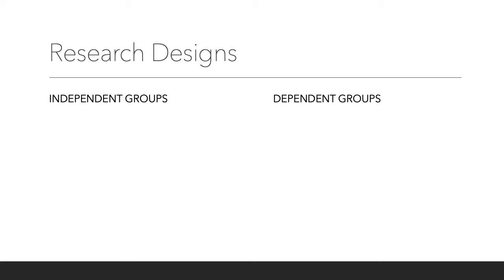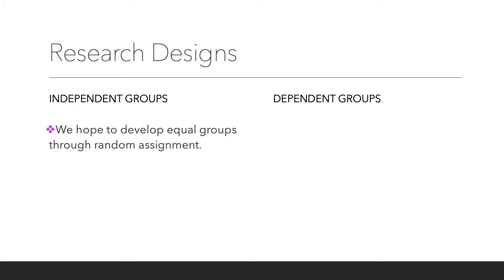But one of the common ways we talk about them is making a distinction between the types of groups we are studying. Up to this point, we've been studying independent groups. The idea is that we develop equal groups through random assignment. We take a sample, divide it in half, if we have two levels, and use random assignment to keep them equal. We then separately expose each group to a different level of the independent variable.